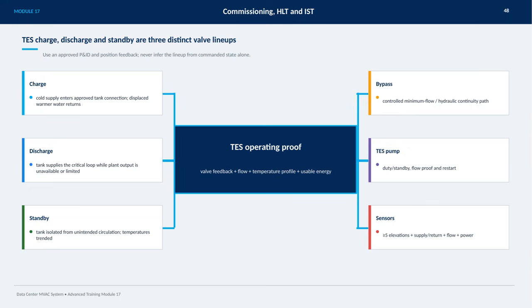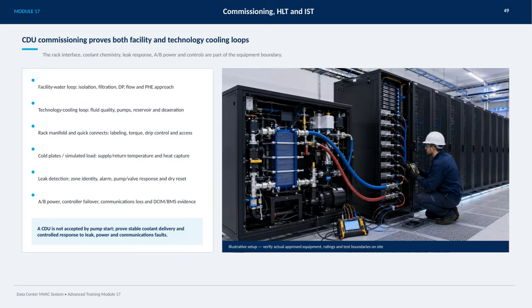TES pump operation includes duty and standby modes, with flow-proof and restart capabilities. We monitor sensors at 5 or more elevations along with supply, return, flow, and power to ensure accurate TES operating proof, which combines valve feedback, flow, temperature profiles, and usable energy. On this slide, we're focusing on the commissioning of the CDU, which is essential for proving both the facility and technology cooling loops.